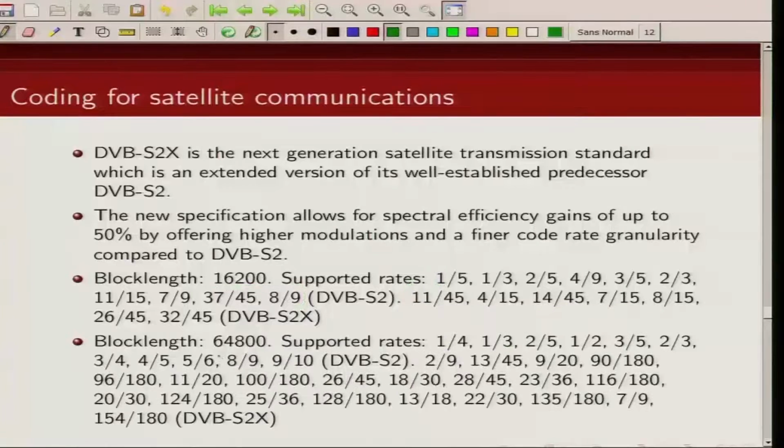standard. And similarly, for block size of 64,800, you can see these rates that you see here, starting from here, these rates were not supported in DVB S2, which are supported in DVB S2X.